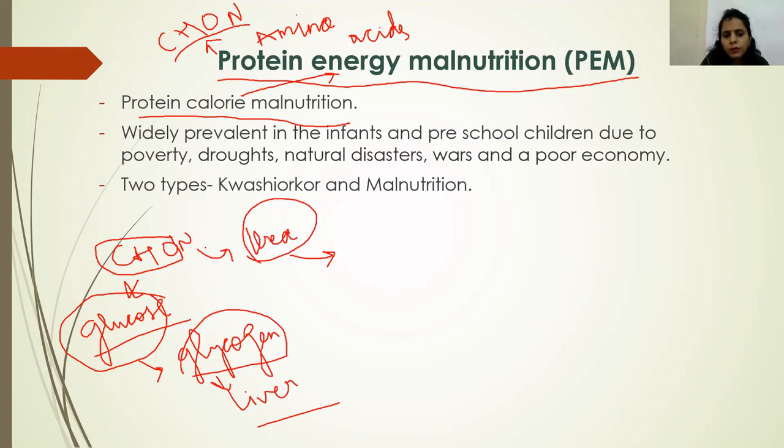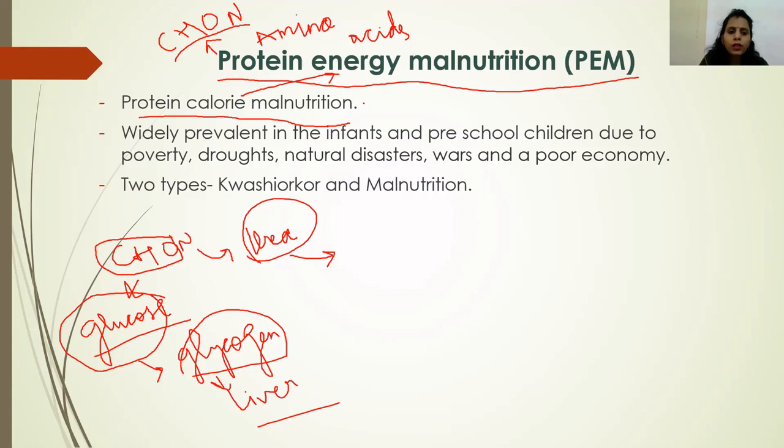The purpose of telling you that C, H, O, that is carbon, hydrogen, oxygen, forms glucose is because it is written here: protein calorie malnutrition or protein energy malnutrition. So you have to understand that carbohydrates and fats directly provide us energy, but proteins also contribute in the process of respiration. How?